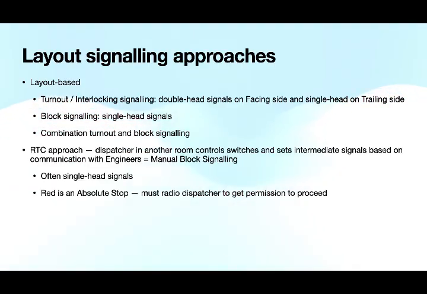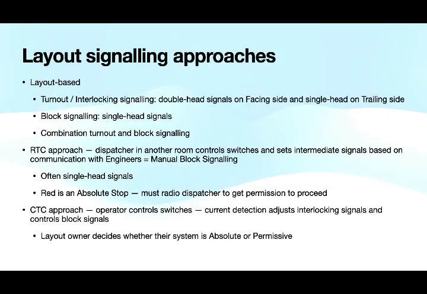An RTC approach, you have a dispatcher in another room, controls switches, and sets intermediate signals based on communication with engineers. So that's a manual block signaling system. Often single head signals. Red is an absolute stop. The engineer must radio the dispatcher to get permission to proceed. And then there's a CTC approach. The operator controls the switches, and the system uses current detection to adjust the interlocking signals and control the block signal systems.